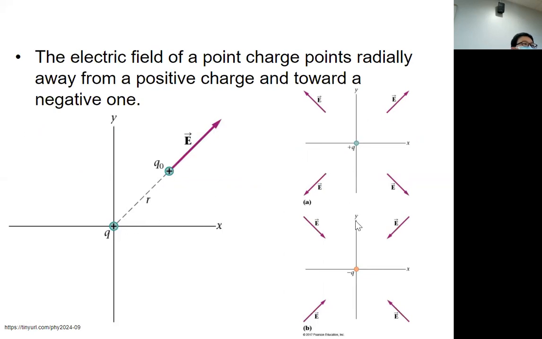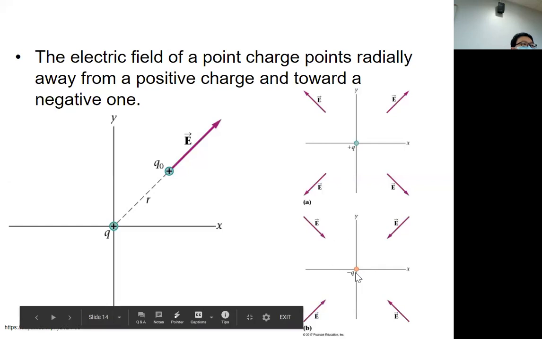Now, on the other hand, if you have a negative charge, then the electric field produced by this negative charge will be pointing towards it. So if you put a test charge somewhere here, you'll see that the force will be an attractive force. That means pointing towards the negative charge.